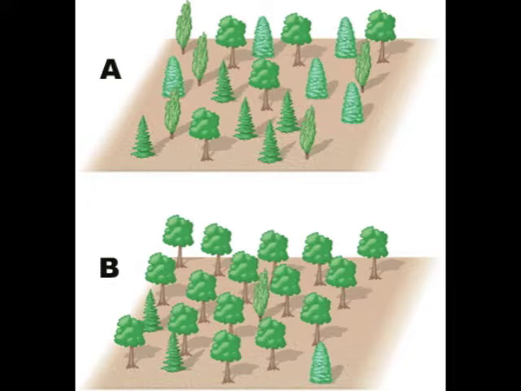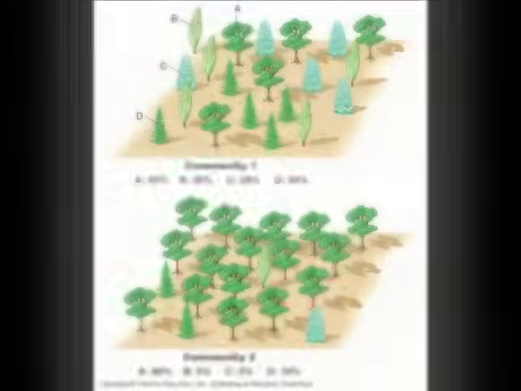Getting back to our original forests, we see that the species richness in Forest A is 4. The species richness in Forest B is also 4. But it seems clear to us that Forest A has greater diversity than Forest B. Why is that? The answer is because of species evenness. Let me explain what that means.